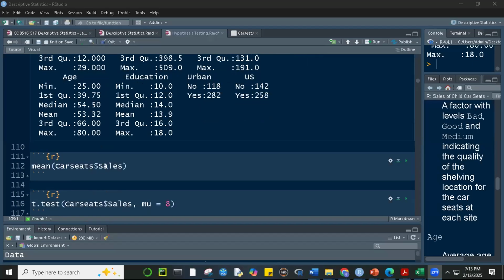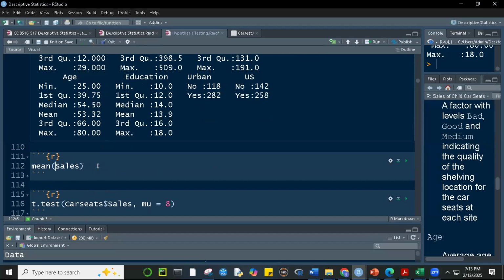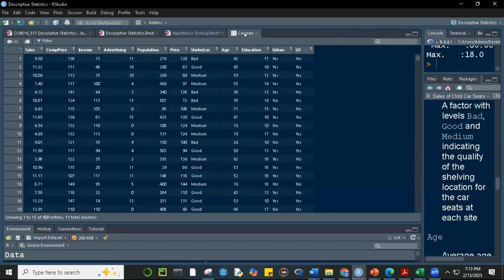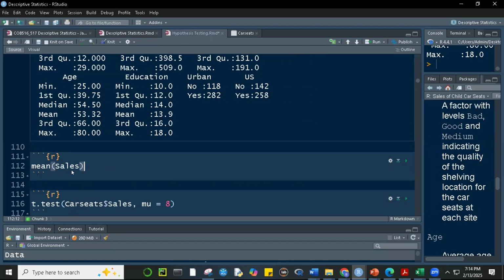Okay, so now let me first start with this. I'm not sure if we discussed this before, but can we get the average of sales? Can you do that? Where is sales? Sales is part of our car seats data here, right? Can you get the average of sales? So please run this mean, because mean is the average, right? Mean of sales. And tell me what happens when you do that.